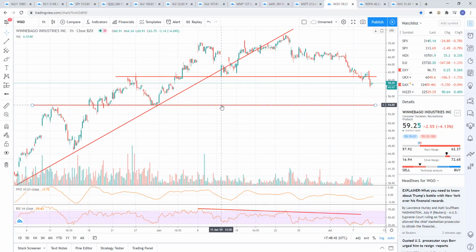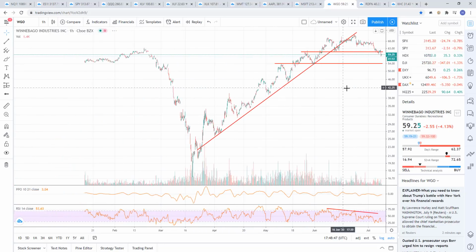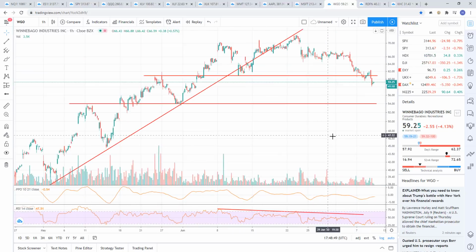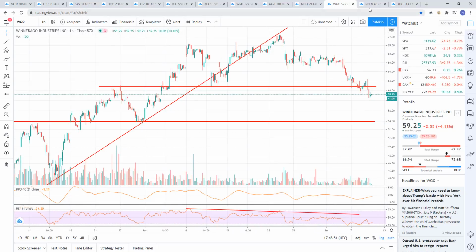And I see this at least getting down to this 54. I think that's your next level of support. And we'll watch this. This could go a lot lower. So that is just the trade idea right there.